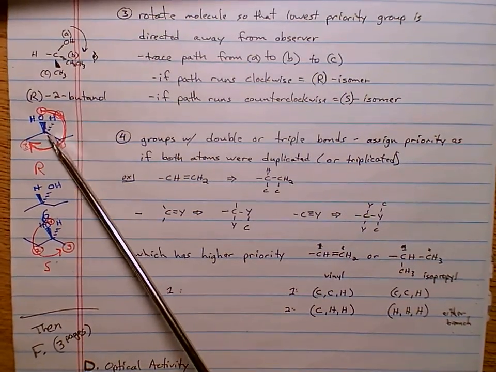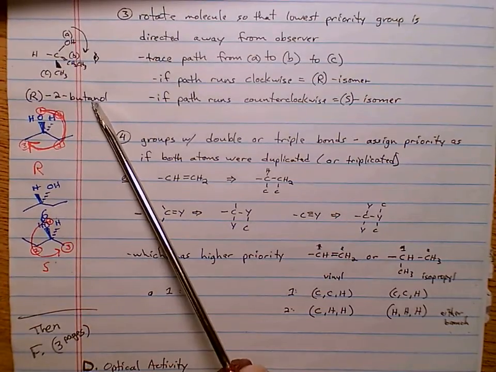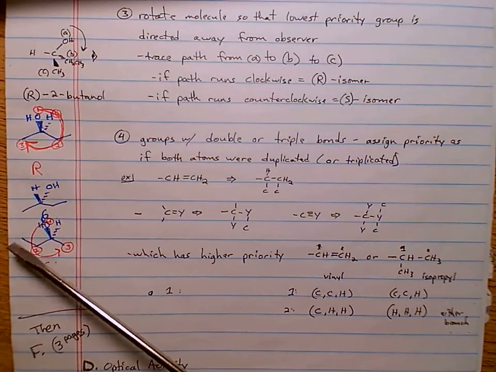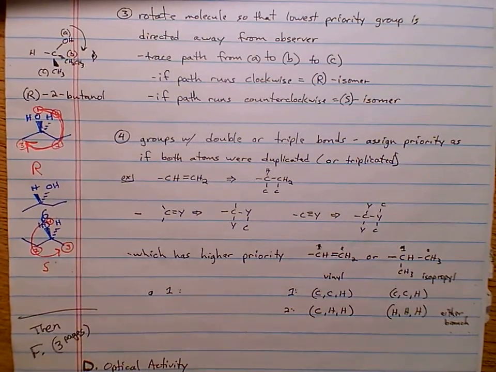So the one up here is R-2-butanol. The one down here, the enantiomer that I drew, is the S-2-butanol. And when you're doing this rotation, hopefully you can see, I bet you didn't see it before, but now you should be able to see, there are 2 ways to draw the enantiomer of the molecule.